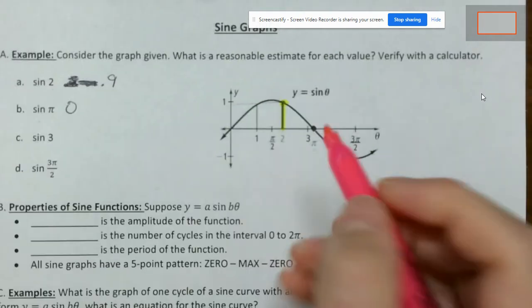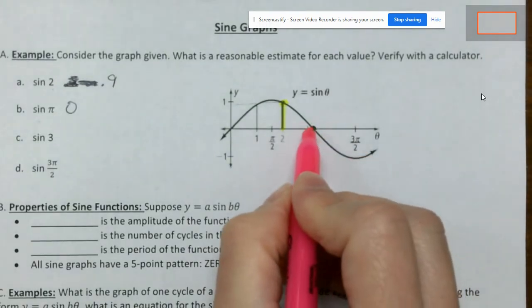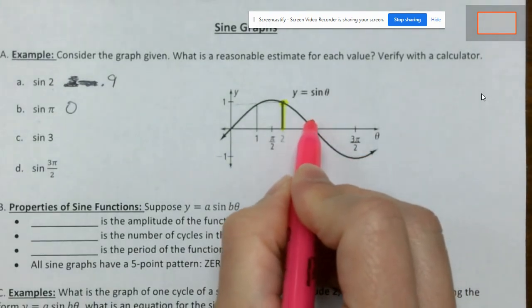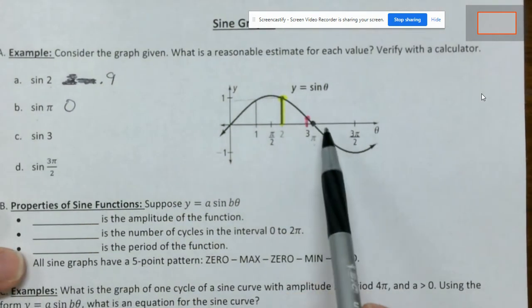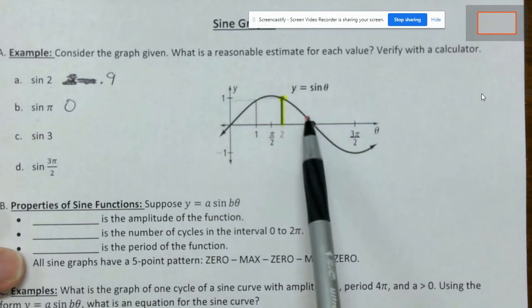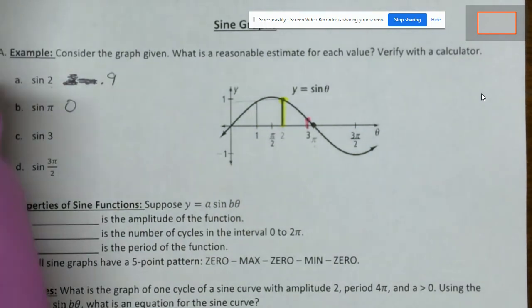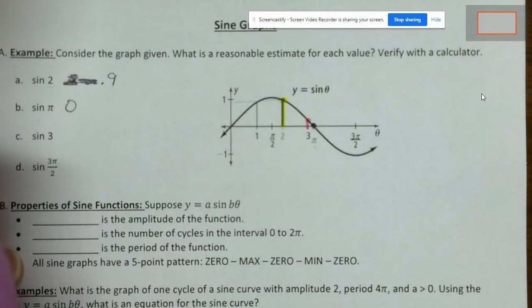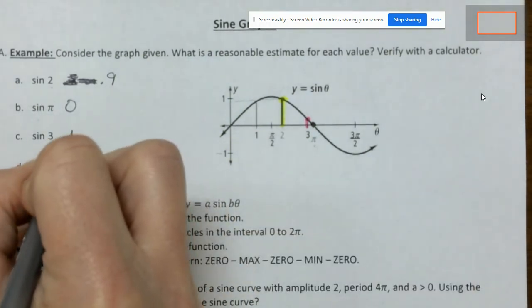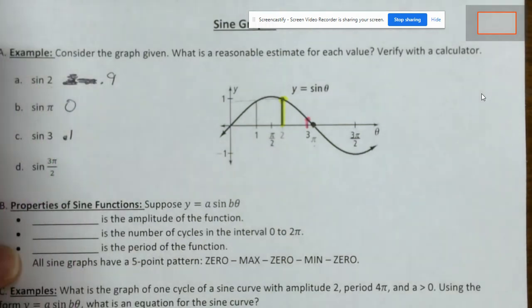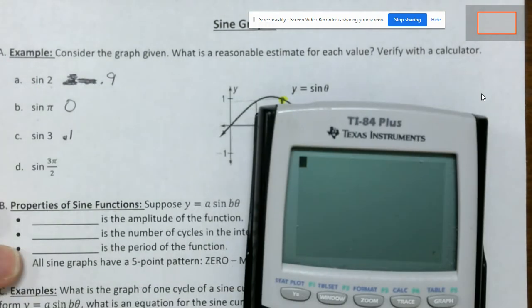Sine of 3. So now let's go to 3. Right here's where 3 is. If we go up to the point of our graph at 3, then we can see that, if we come across here, the sine of 3 is going to be roughly 0.1. So we're going to say 0.1 here. Now let's type that in and see if we're right. The sine of 3 is 0.14. So if we say 0.1, we're roughly accurate.